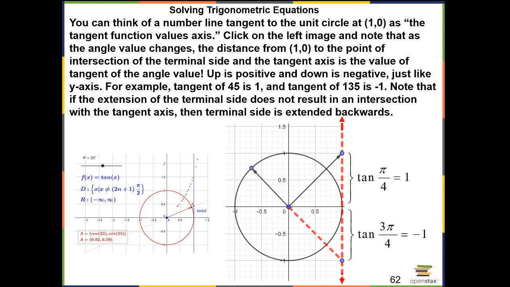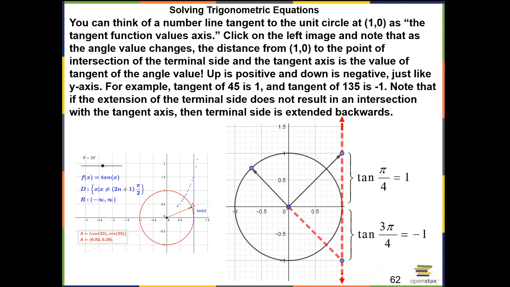So what's the tangent of this angle? Well, it's from here to what? To here. So this is positive infinity and this is negative infinity on this number line. And the tangent values are given by those distances.